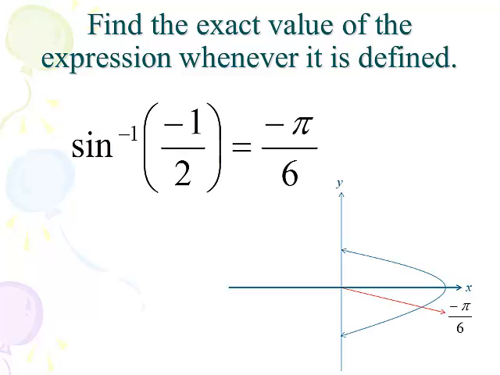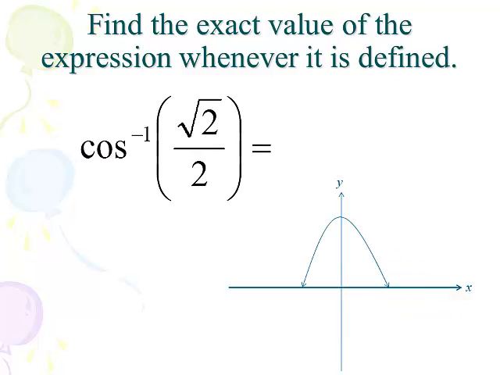And you might be tempted to say 11 pi over 6, but 11 pi over 6 is out of range for inverse sine. You had to give me an answer between negative pi over 2 and pi over 2. And the answer was negative pi over 6. That's the angle between negative pi over 2 and pi over 2 that makes this a true statement. There can be one and only one answer.